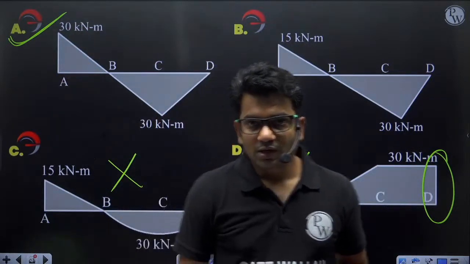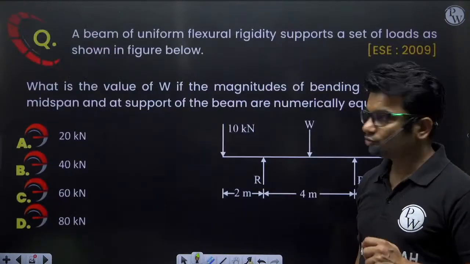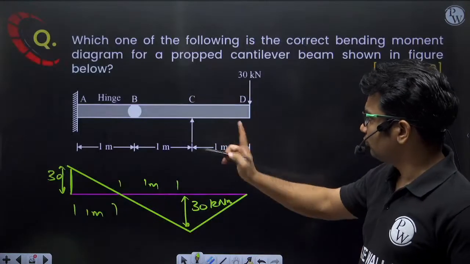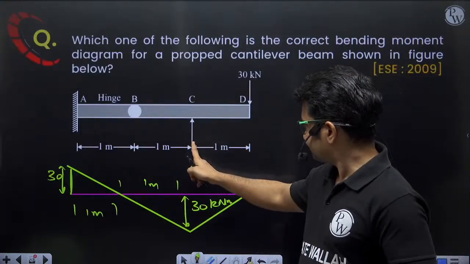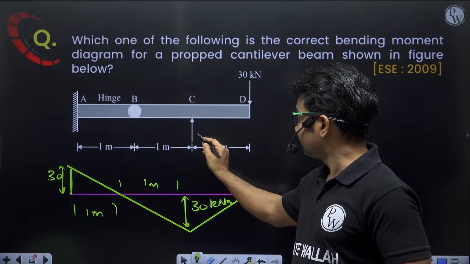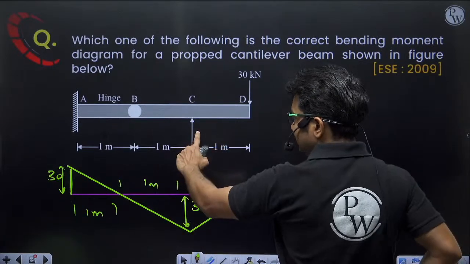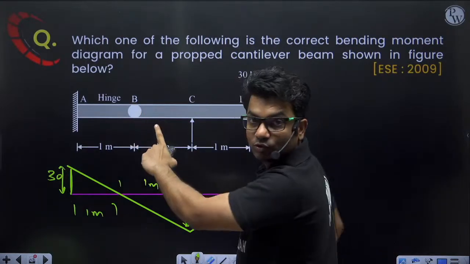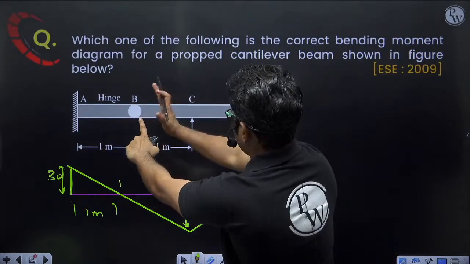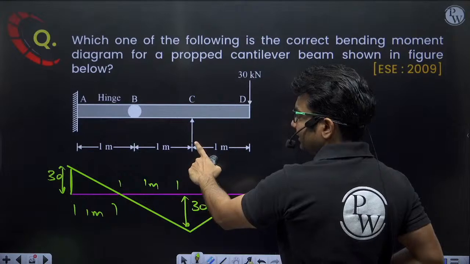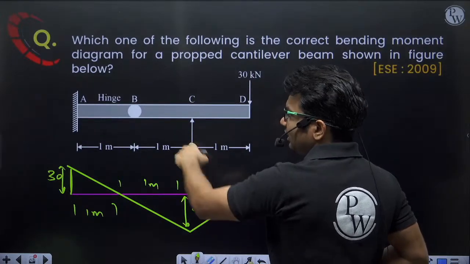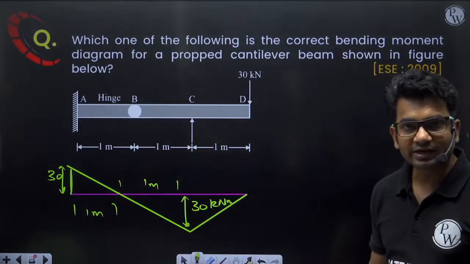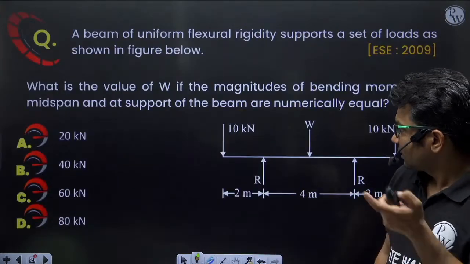Clear? Okay, so let's move on to the next question. If you want to solve, you can solve also. This support reaction will be 60 kilonewton if you take summation of moment at B equal to 0, or bending moment at B equal to 0 from this side. So this way you will be getting it as 60 kilonewton, and by solving also you will be getting 30. Okay, now next question.